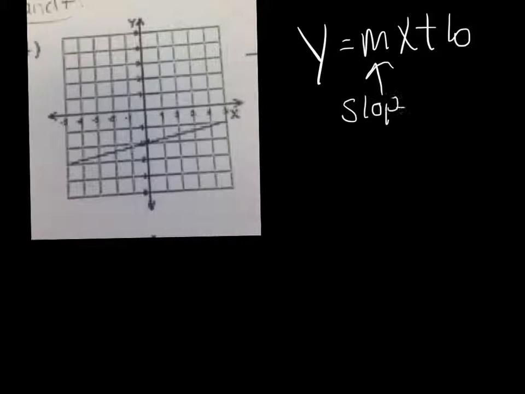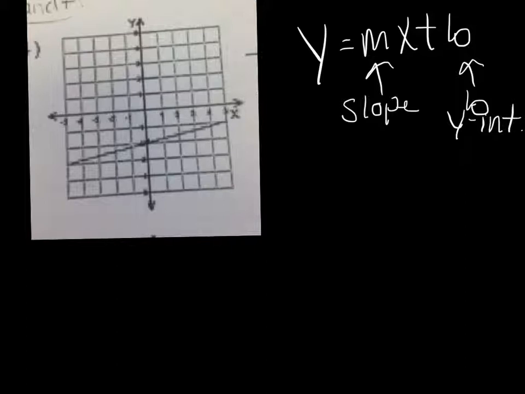So if you think back to the first unit of the year, we talked a whole lot about y equals mx plus b. Okay, y equals mx plus b. That's the equation of a line. So within that equation, we have to find two things. One is the slope, so that will be m, and the other is the y-intercept.